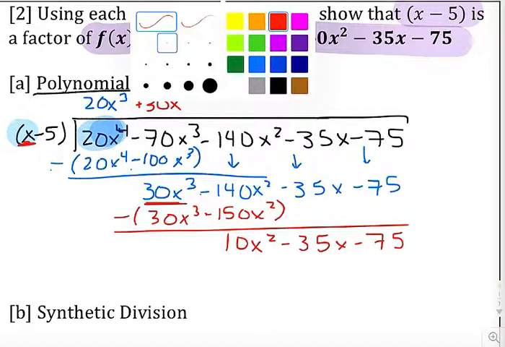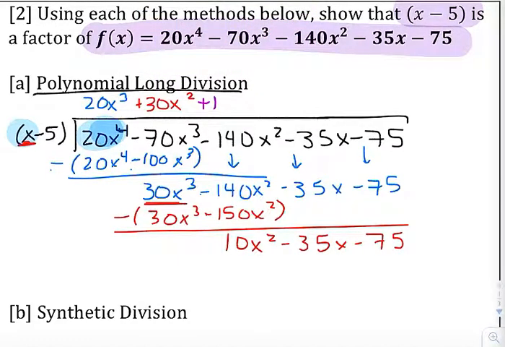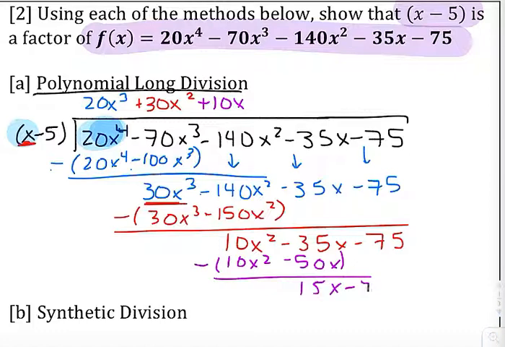Okay, so continuing with the same rhythm, I'll now have to multiply by 10x to get 10x squared. That also gives me a negative 50x. When I subtract, again, we have a double negative in play for the 50x. So it'll be plus 50x, so that'll give me 15x minus 75.